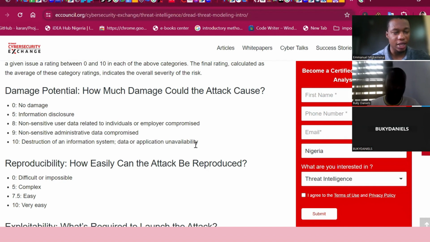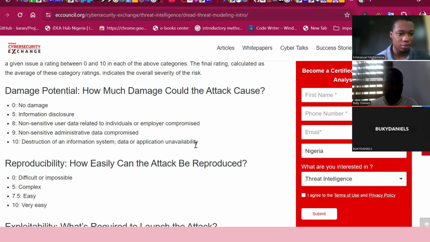Yeah, I think definitely if they gain access, there will surely be information access. Non-sensitive user data related to individuals or employees compromised is high, because it's the domain controller that assigns and can remove a user. So it's obviously some sensitive information regarding the company in their database. So it's been compromised. So it's high.